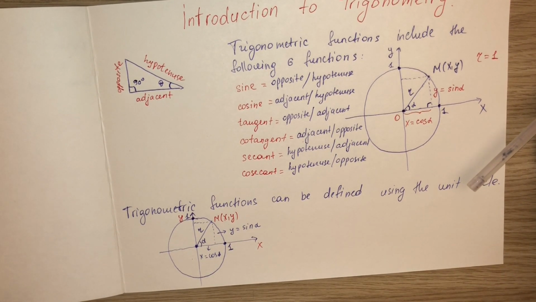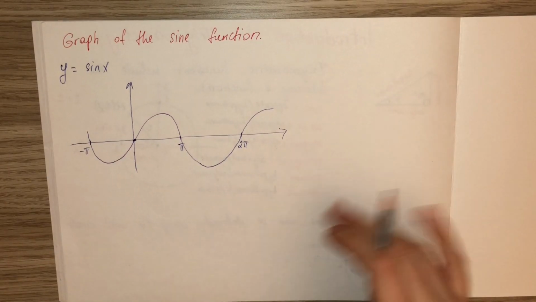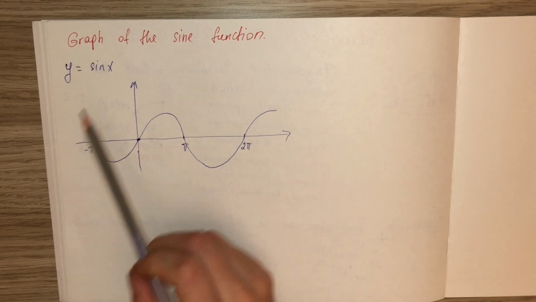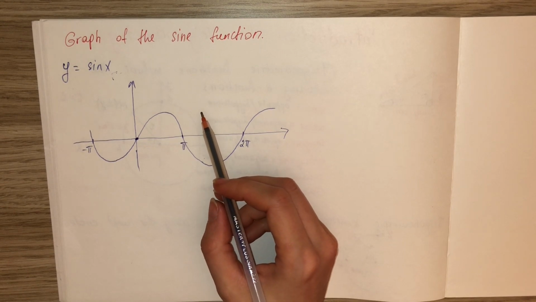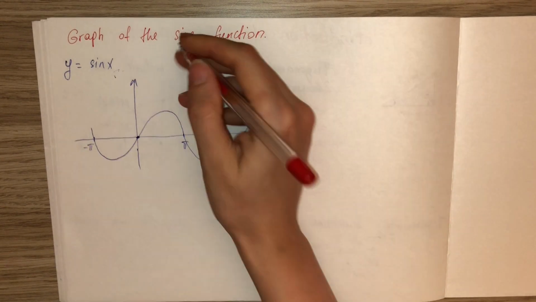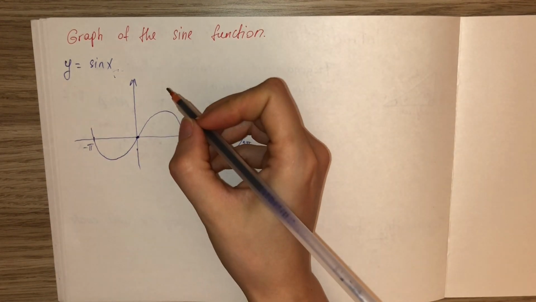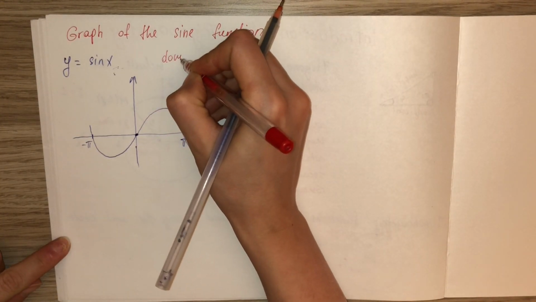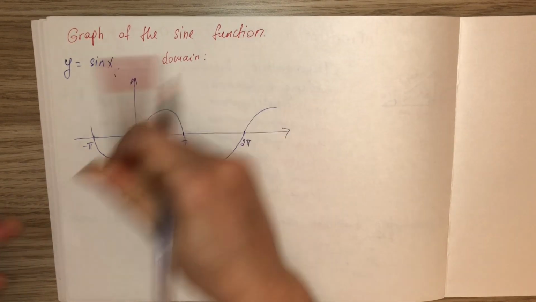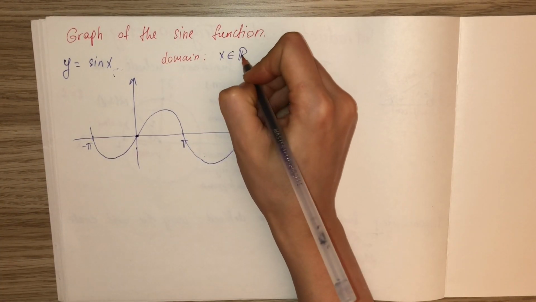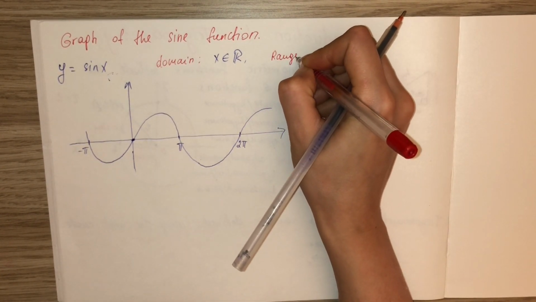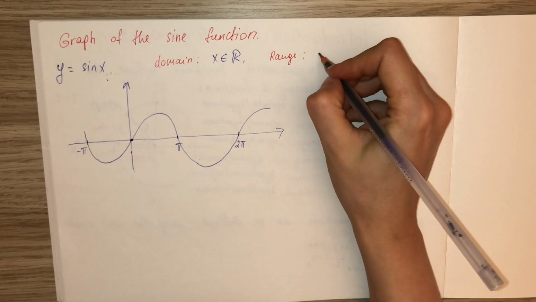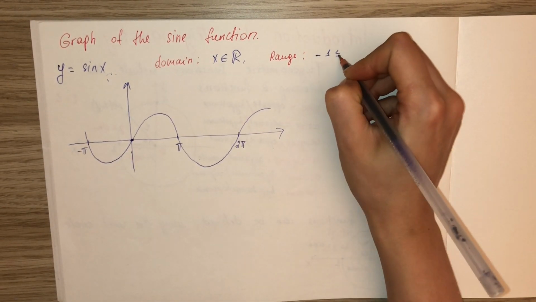Let's graph the sine function. So this is the graph of the sine function, y is equal to sine x. The domain, let me write, x from R, all real numbers. And the range is between -1 and 1.